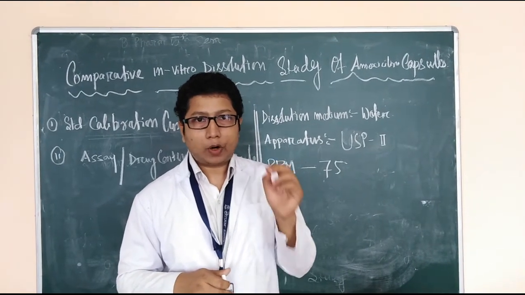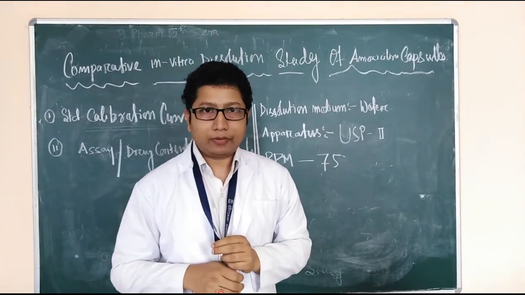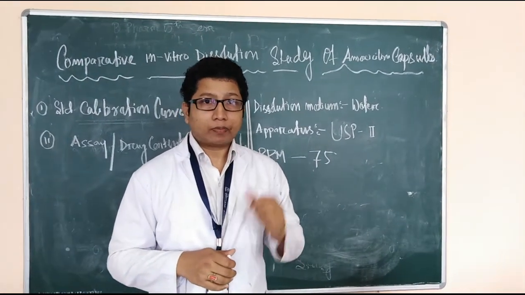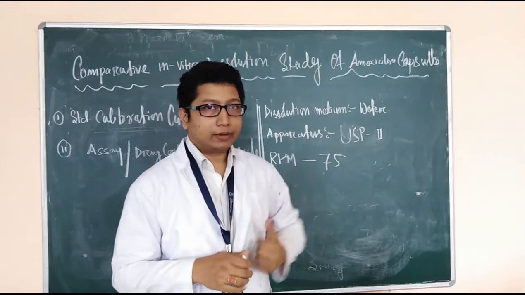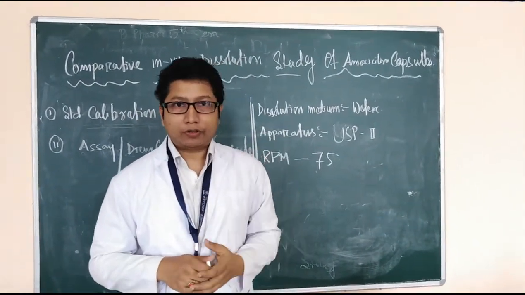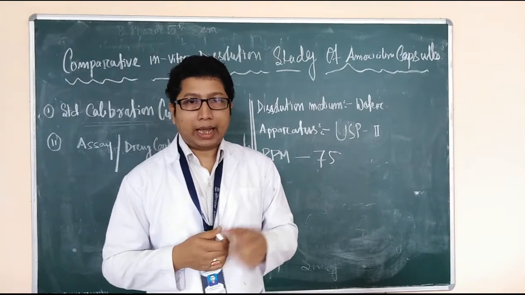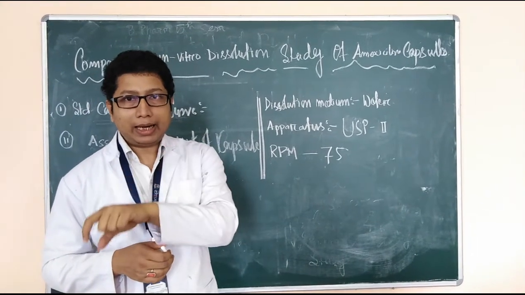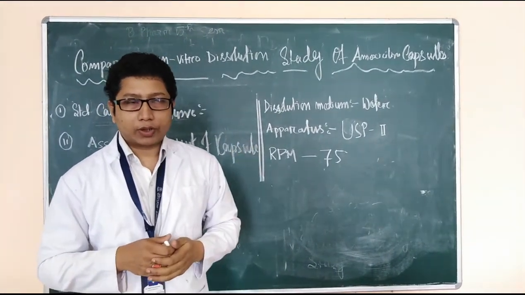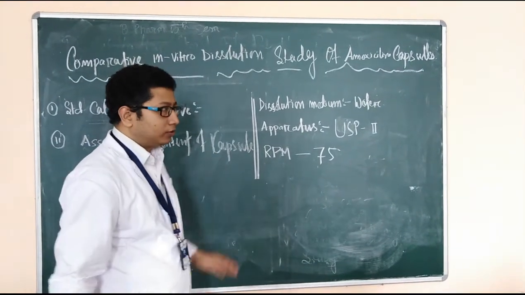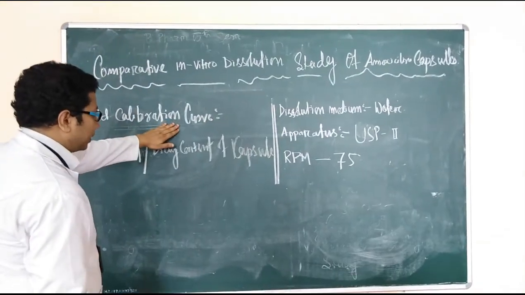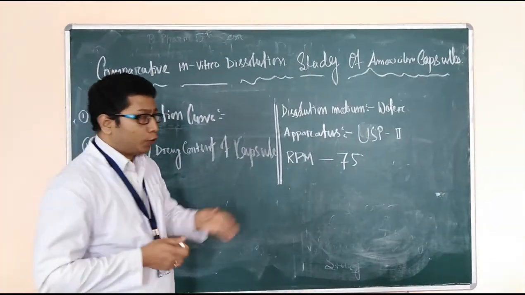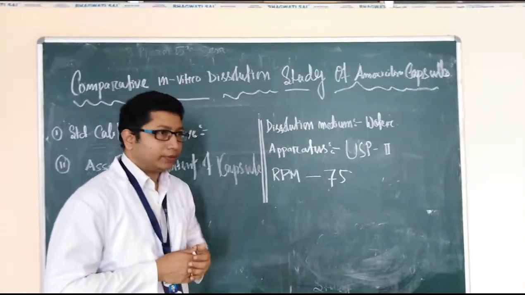Out of this data, using the standard calibration curve, we will be able to find out the concentration or the amount of drug available in each formulation. The average value of this will be calculated, and it will be considered as the average amount of drug claimed and available in each formulation. Now, after completion of the calibration curve and the analysis of the content or assay of the capsules, we move forward to the dissolution study.